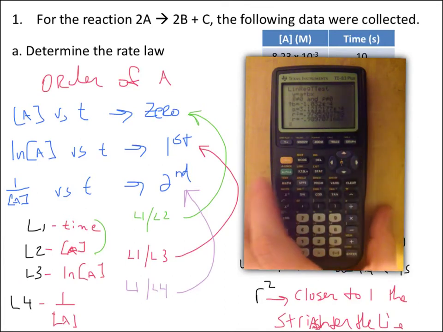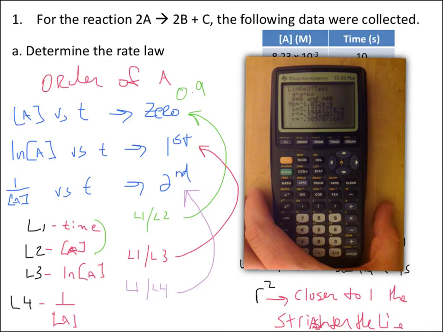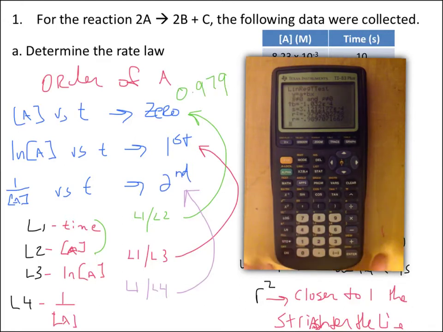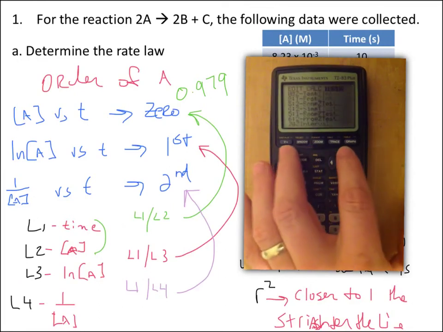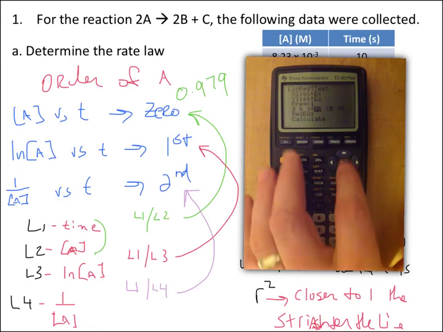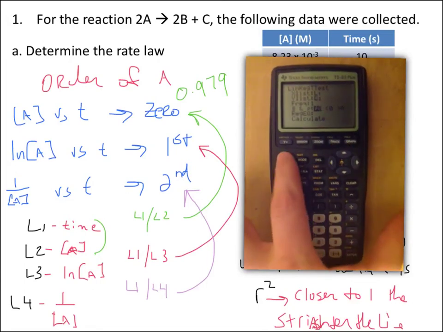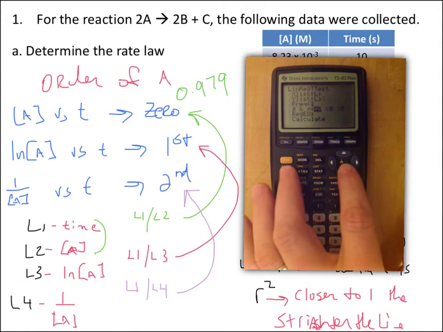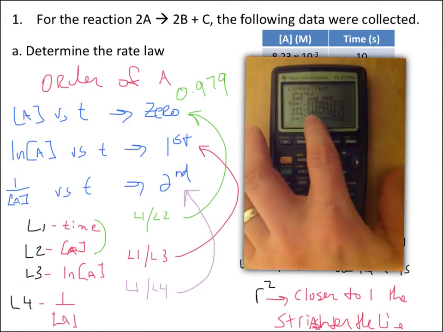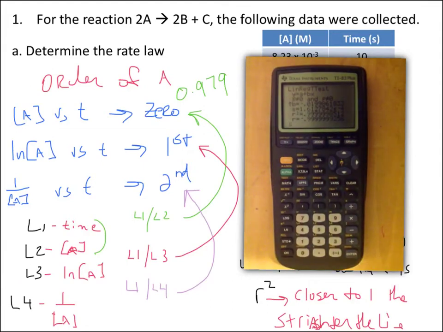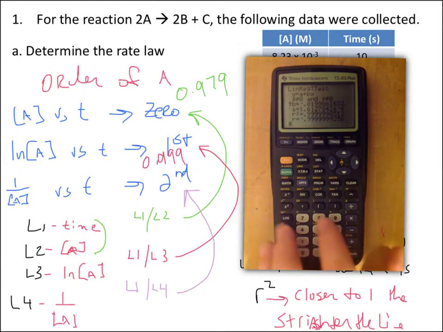In this particular case, my R-squared value is 0.979. I'll take my green pen and write that down, 0.979. Then I go to the next one. So stat, test, linear regression, and now instead of L1 versus L2, I'm going to do L1 versus L3, go down to calculate, hit enter, and it gives me another R-squared value. This one is actually 0.999. Then I have one more to do.